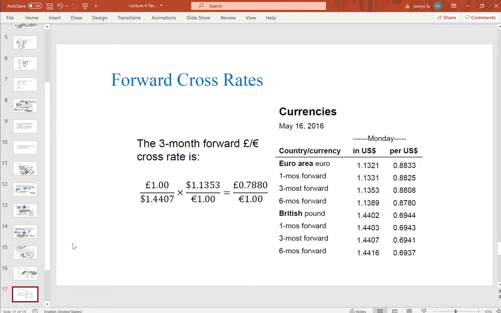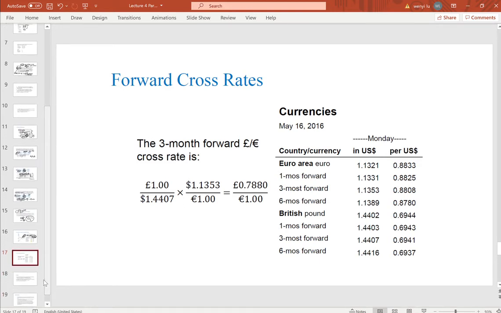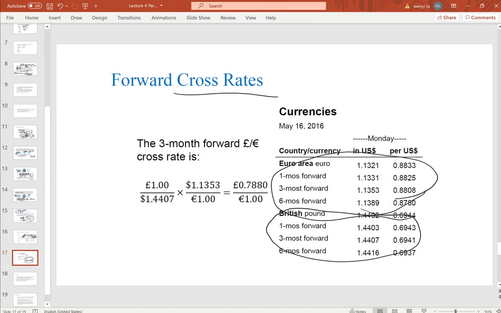Then I also want to show something for cross rates, because in the videos on our course website we have chapters that do some examples for cross rates. Cross rates can be applied to the spot market, but can also be applied to the forward market. For example, you can say there are two forward contracts available for two different currencies. One is the euro, one is the British pound.